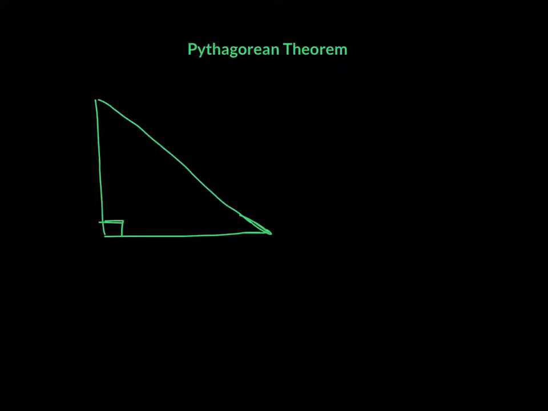Hello students, so today we're going to be going over the Pythagorean Theorem. So this is from very early times with Pythagoras, and he found this relationship for right triangles. So a right triangle is a three-sided shape that has a right angle in the shape.